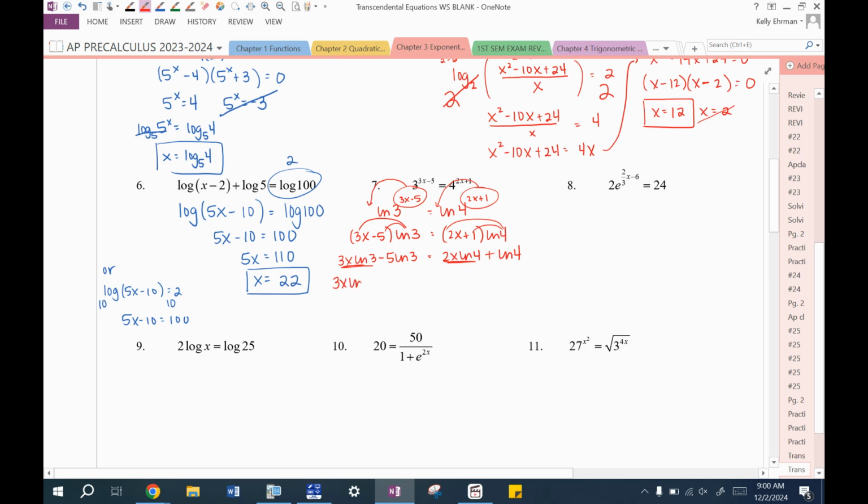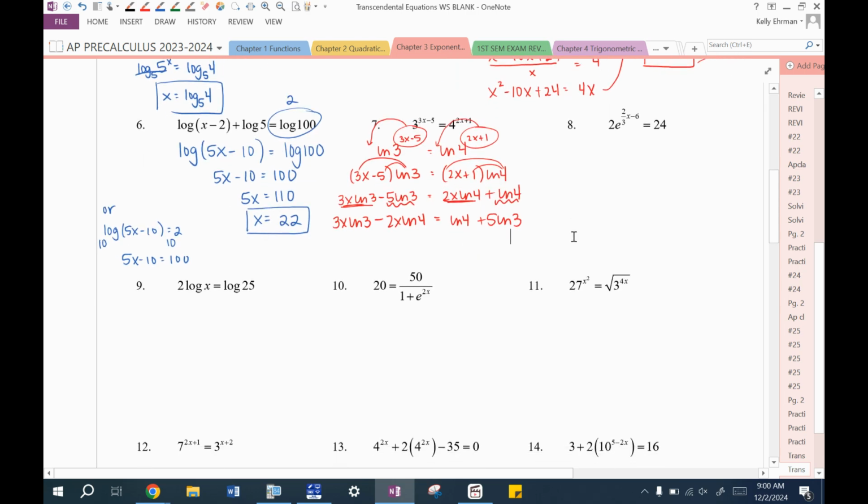So 3x natural log of 3, and then that means I have to subtract 2x natural log of 4. Anything without an x is going to get moved to the other side. So I already have natural log of 4 over here. I would need to add 5 natural log of 3 to the right side. The purpose of getting your x's on the same side is so that you can factor an x out. And what would you be left with? You'd be left with 3 natural log 3 minus 2 natural log 4 equals the rest of this stuff.